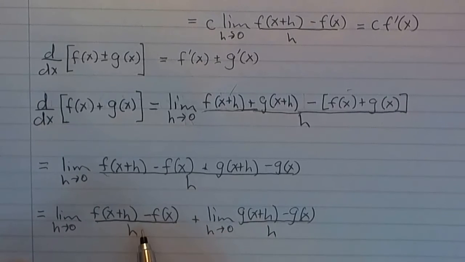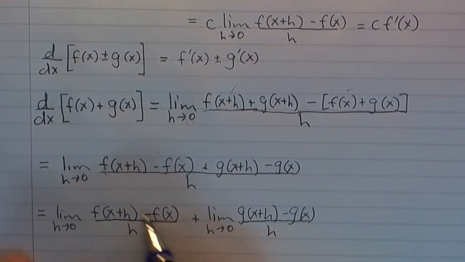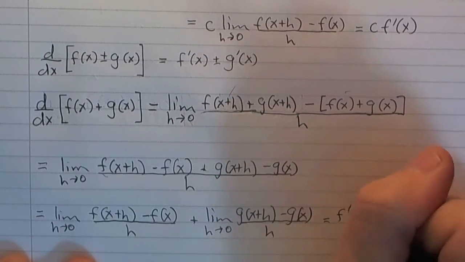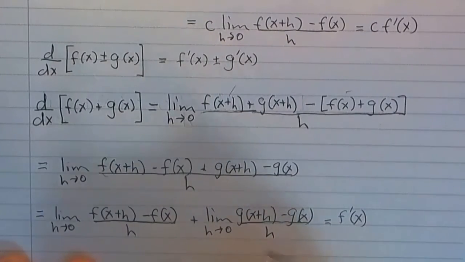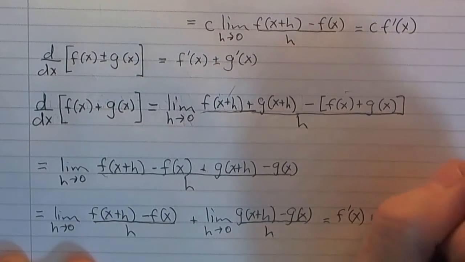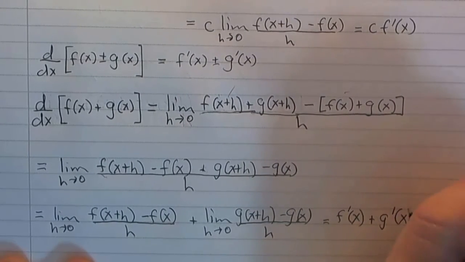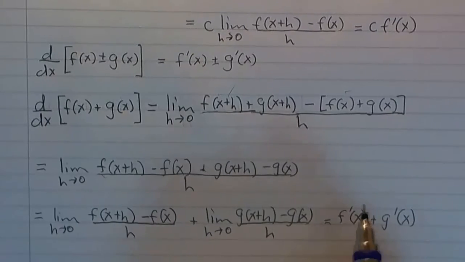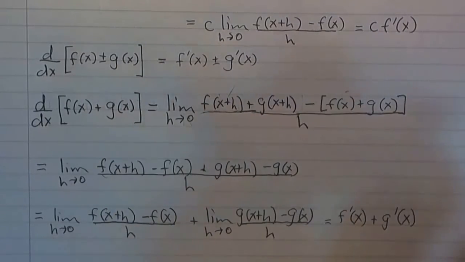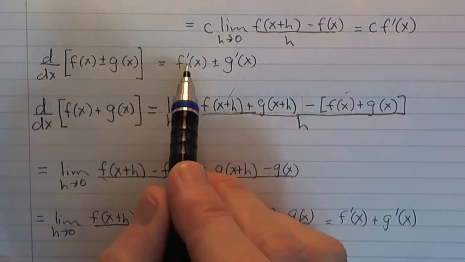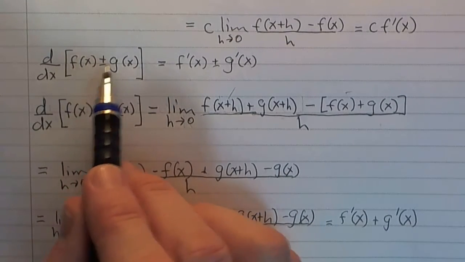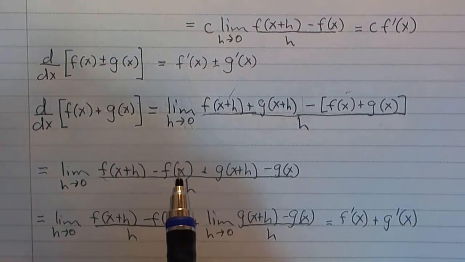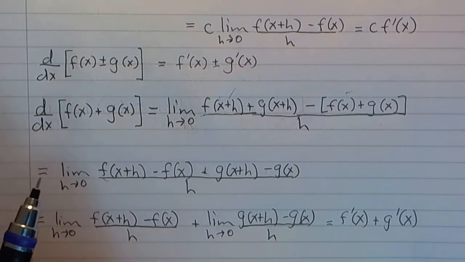See? In fact, I could add these back together because remember, this is a property of limits that you can do this. Now, this is the difference quotient that gives me the derivative of f. So this is f prime of x plus this one is g prime of x. There we go. So this shows you, now we could do the same thing for the difference, and we could show it's true for plus or minus. So f of x plus or minus g of x. I just showed it for the plus, but it would work either way.